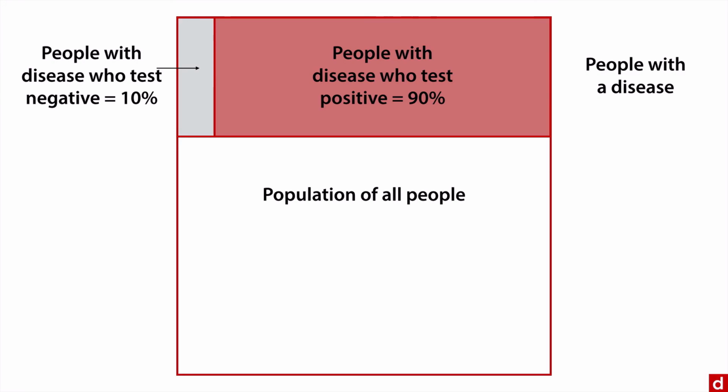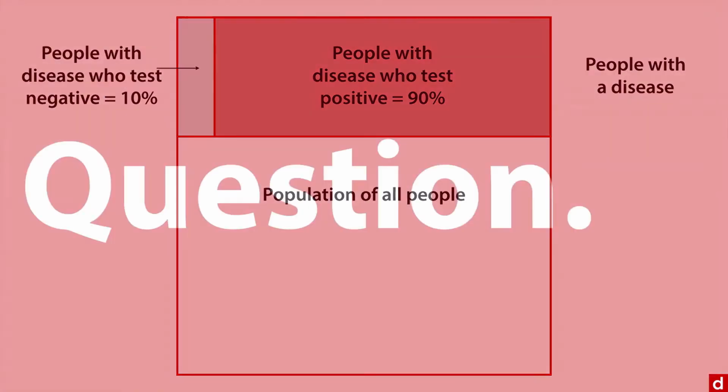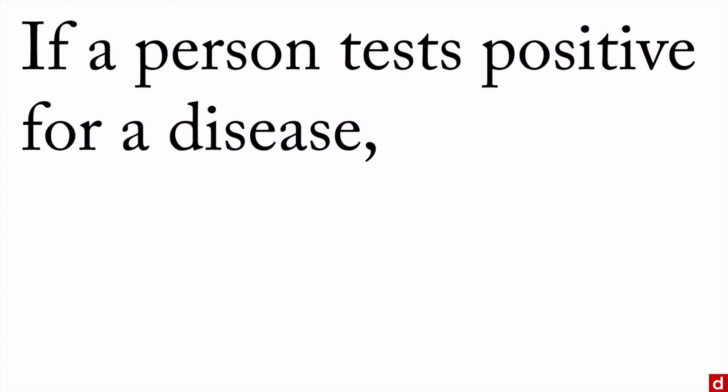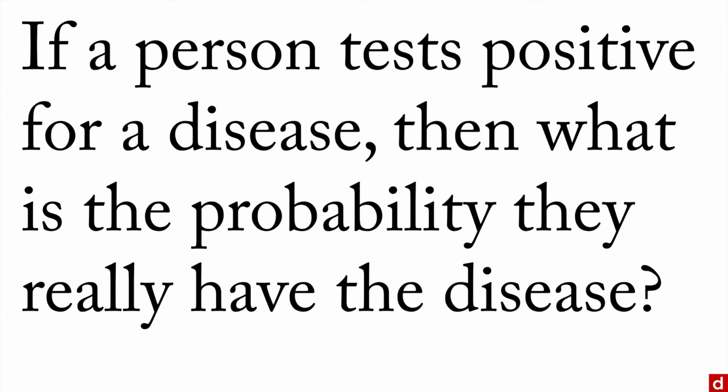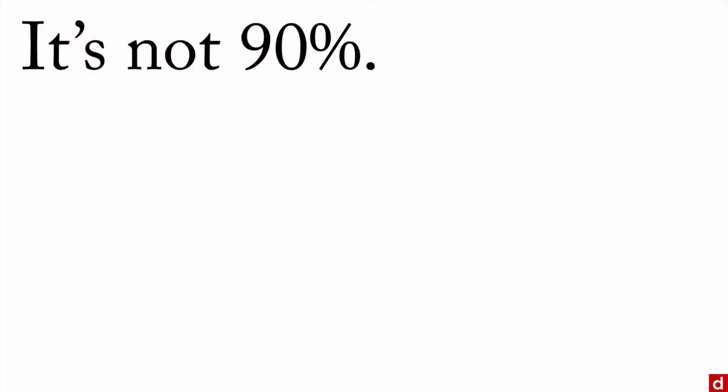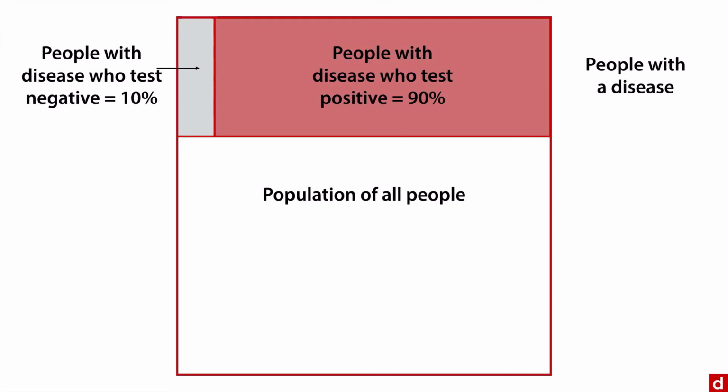And so if the test catches 90% of the people who have the disease, that's good, right? Well, let's look at it this way. Let me ask a basic question. If a person tests positive for disease, then what is the probability that they really have the disease? And if you want a hint, I'm going to give you one. It's not 90%. Here's how it goes. So this is the information I gave you before, and we've got 90% of the people who have the disease. That's a conditional probability. They test positive.